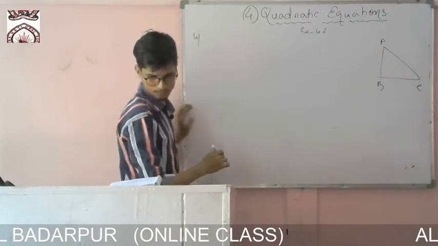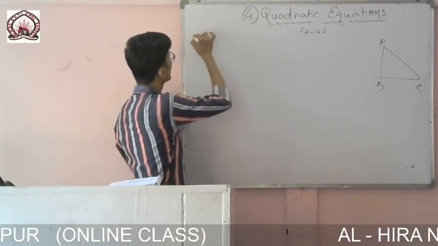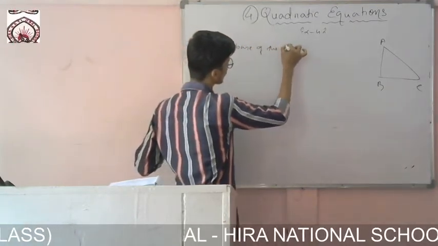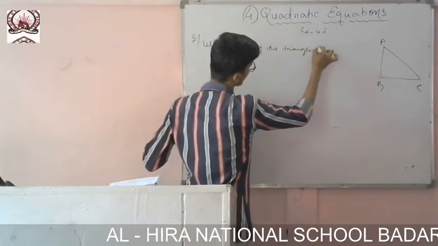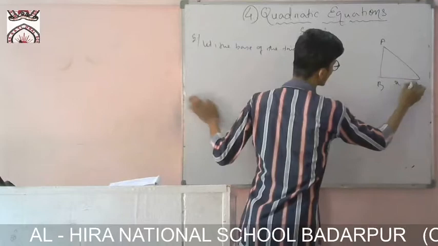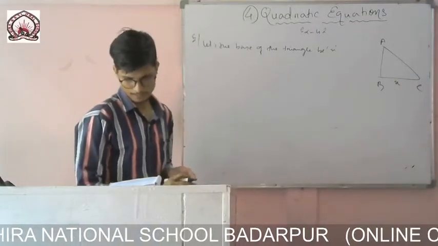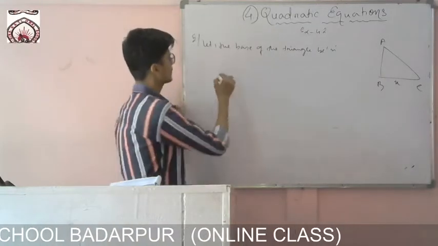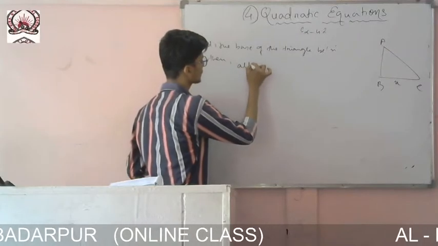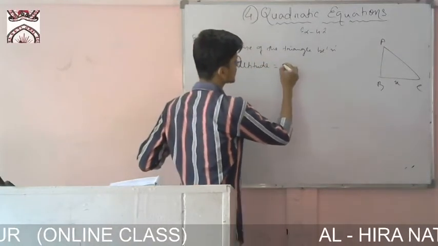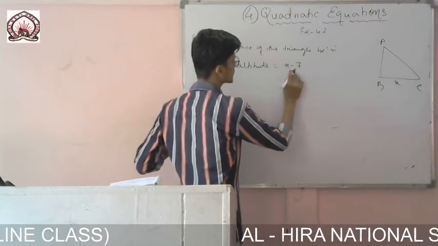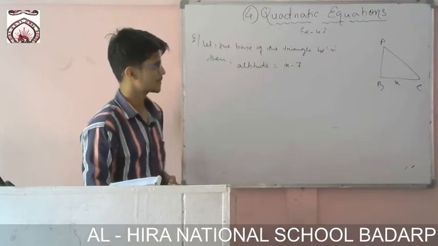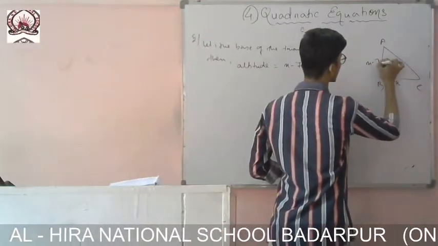So question number 5. Let the base of the triangle be x. So base we are taking x. Then the altitude is 7 centimeter less than the base. Then altitude is equals to 7 centimeter less than the base. So from base it is 7 centimeter less. So that is x minus 7. So the altitude, this one, it is x minus 7.